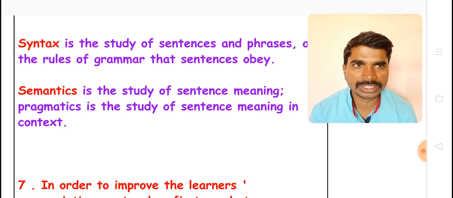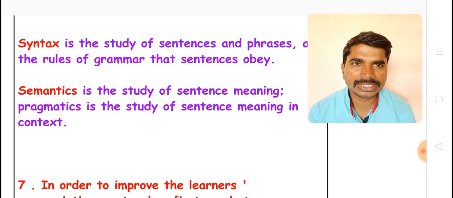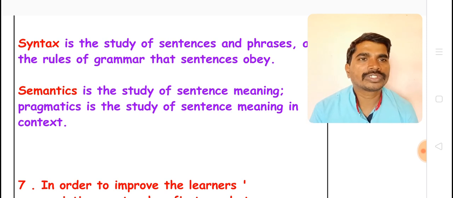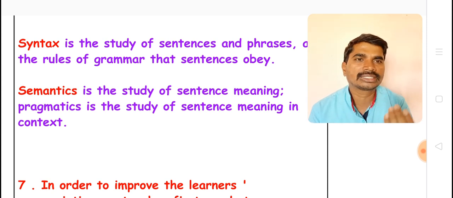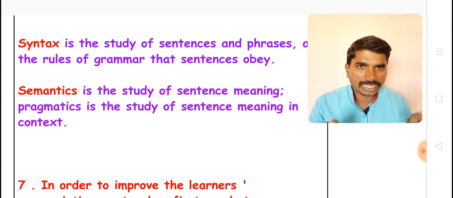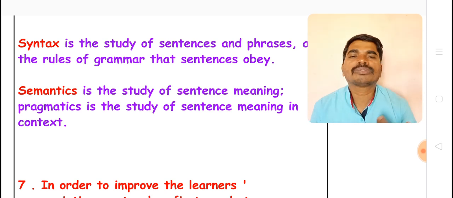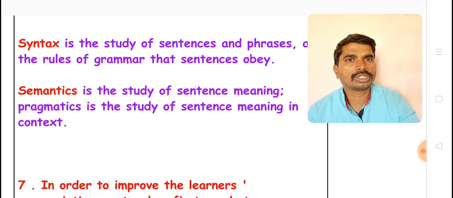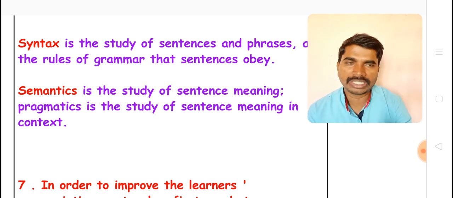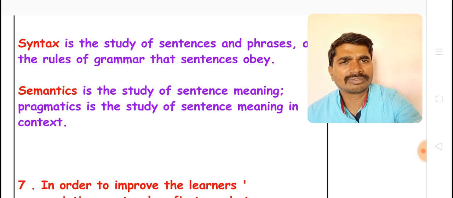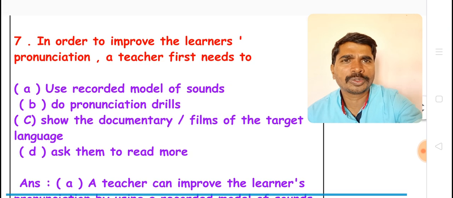Semantics is the study of sentence meaning. Pragmatics is the study of sentence meaning in context. Semantics studies the sentence, whereas pragmatics studies the sentence in context. So these are some of the key items one has to learn: what is syntax, what is semantics, what is phonetics. These are some of the very simple items I have introduced.